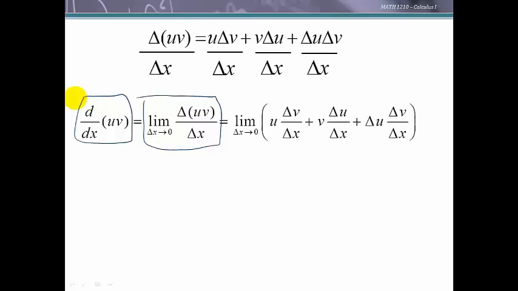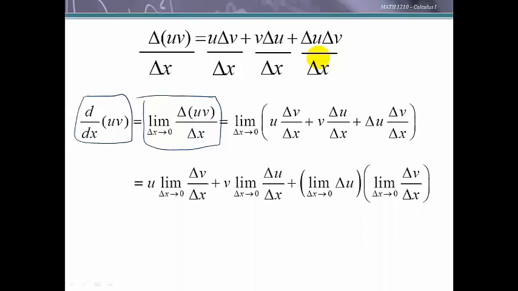Now that would then equal the limit of this right hand side, and then we know with properties of limits that the limit of a sum is the sum of the limits, and so we could compute the limit of each piece. Now the other property that we can utilize is that this u and this v do not depend on delta x, and so we can move them out in front and multiply them in front of the limit.